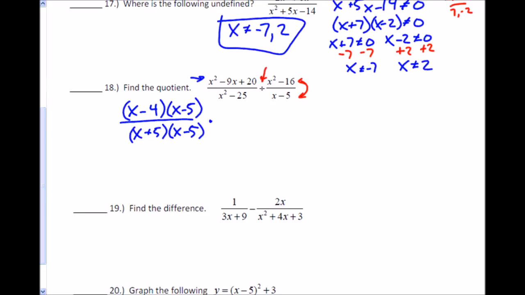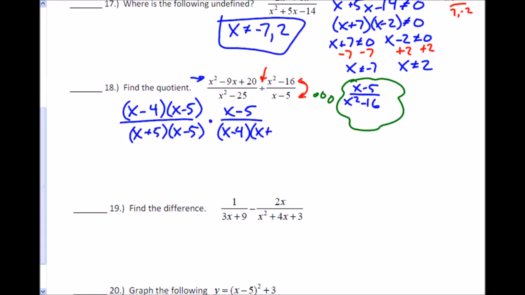And now again, I've changed this to multiplication. If you want to think of this real quickly, when I multiply by the reciprocal, it means I now have this x minus 5 over the x squared minus 16. And so that's what I'm factoring. The numerator can't be factored. The denominator is once again a difference of squares, x minus 4 and x plus 4.